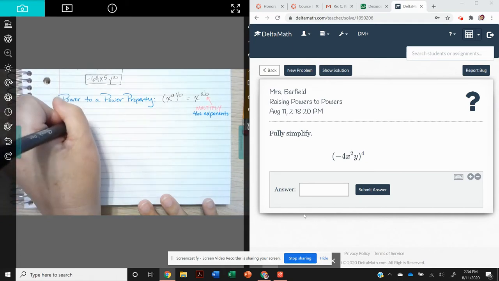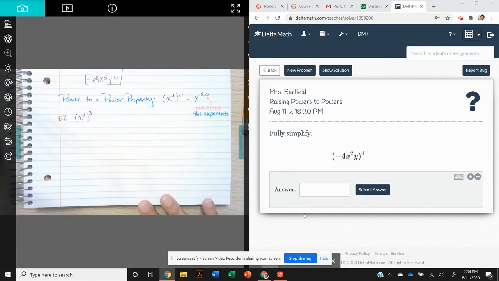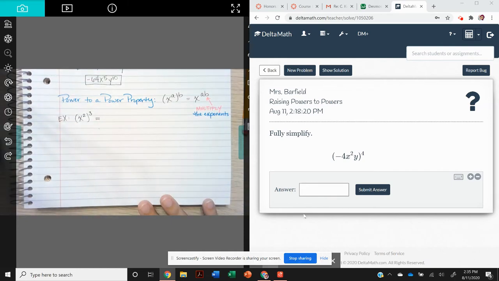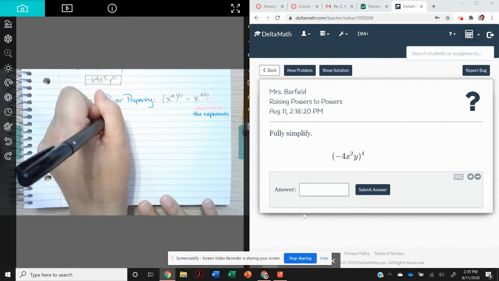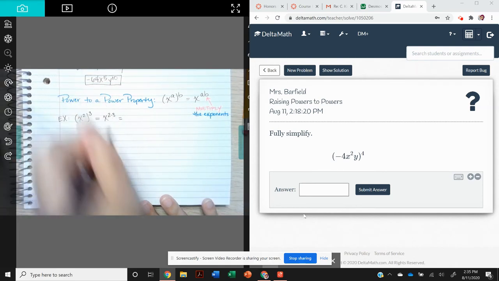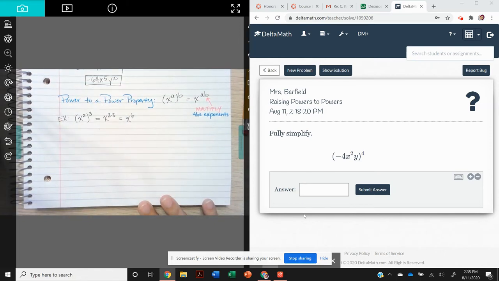So I have x squared to the third power. My rule says that I can multiply those exponents. So x to the 2 times 3. Well, I know what 2 times 3 equals, so x to the 6th. All right, so why did that happen? Why does that rule work?